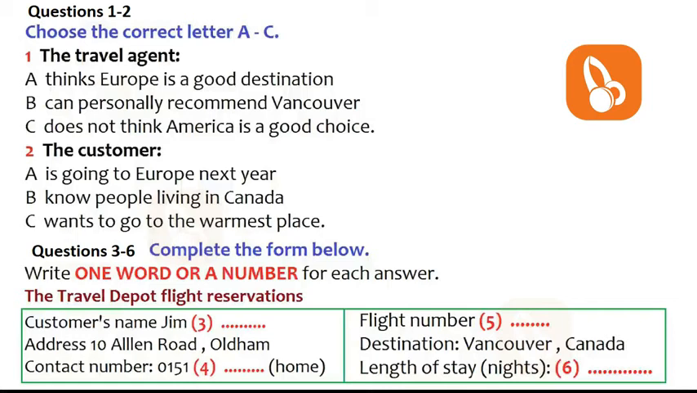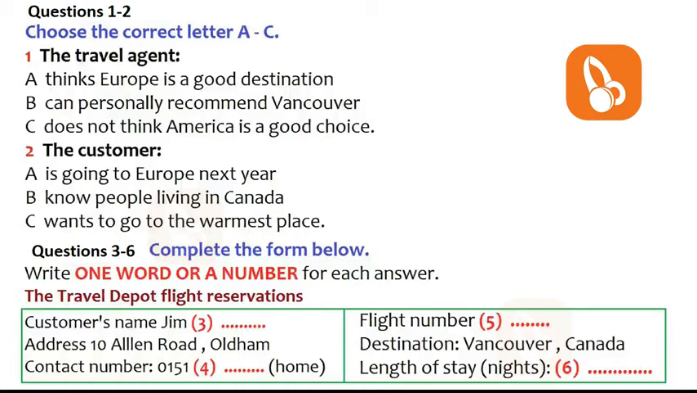I'll reserve that for you then. Can you tell me your name, please? Jim Jackson. Is that Jackson? That's right. And can I take an address and contact number? Yes, it's 10 Allen Road, Oldham. Do you want a home number or my mobile? Either's fine. Well, my home number is 0151 433 398.